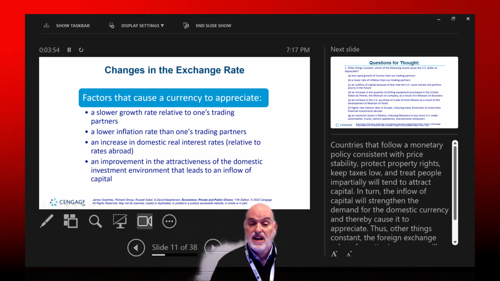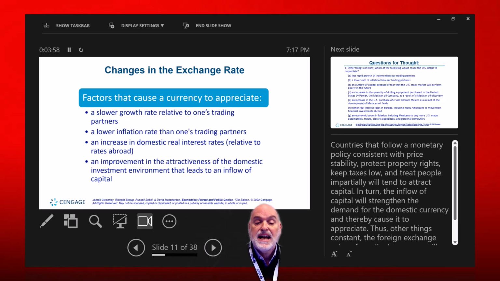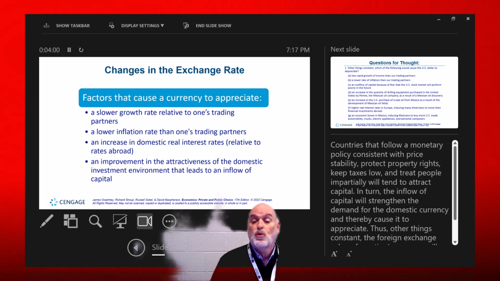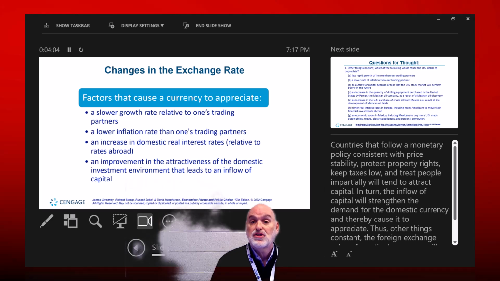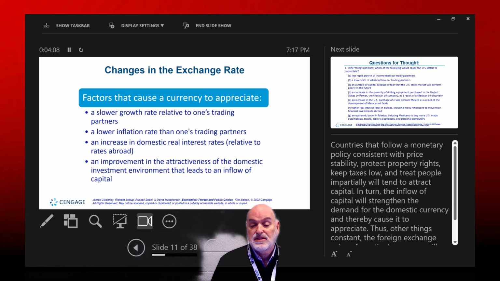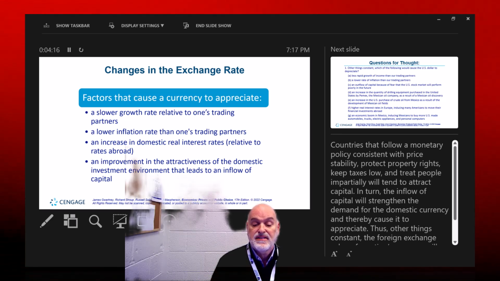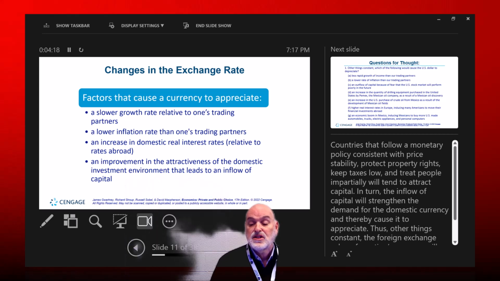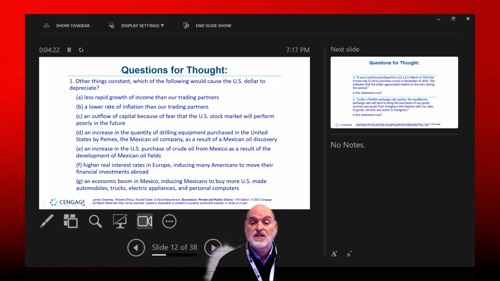Changes in the exchange rate. Factors that cause a currency to appreciate: a slower growth rate relative to one's trading partners, a lower inflation rate than one's trading partners, an increase in domestic real interest rates relative to rates abroad, and an improvement in the attractiveness of the domestic investment environment that leads to an inflow of capital. We have some questions for thought here.